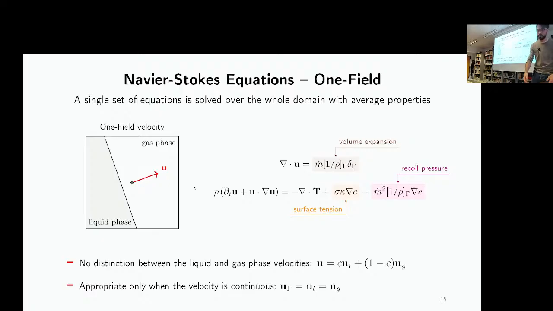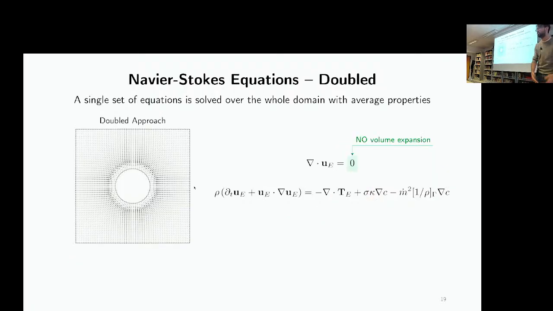To overcome this problem, we decided to propose the so-called double pressure-velocity coupling. Essentially, we resolve another set of one-field Navier-Stokes equations, which is identical to the previous one, but where the volume expansion is equal to 0. So it's like an incompressible flow problem. From this set of equations, we obtain a velocity that we use to approximate the liquid phase velocity. In this way, we maintain the information about the Stefan flow around the droplet, but we can also transport the droplet in a physical and conservative manner.